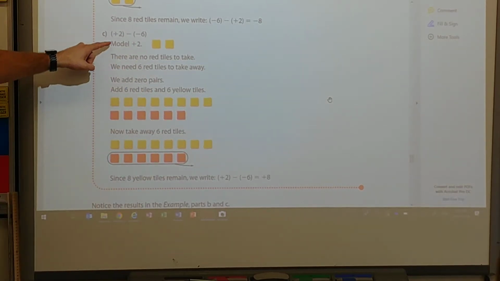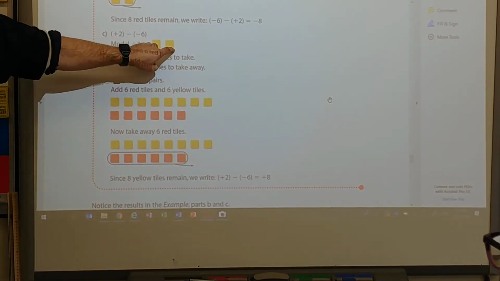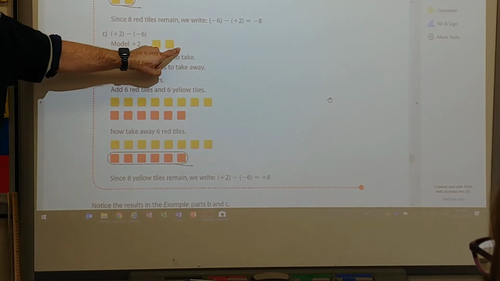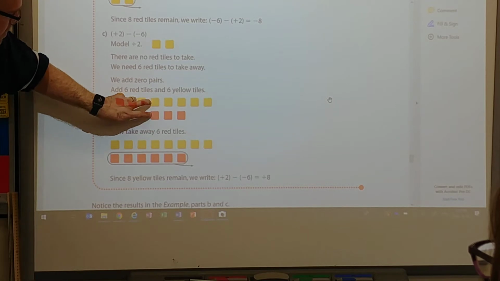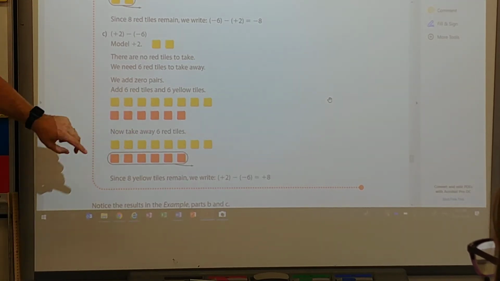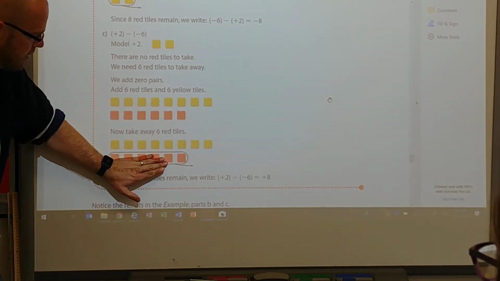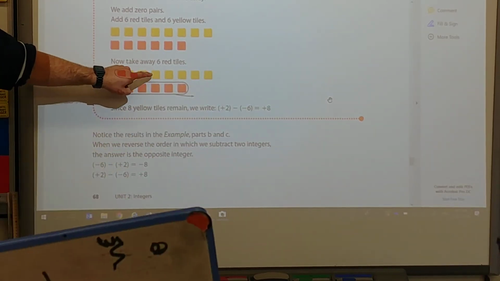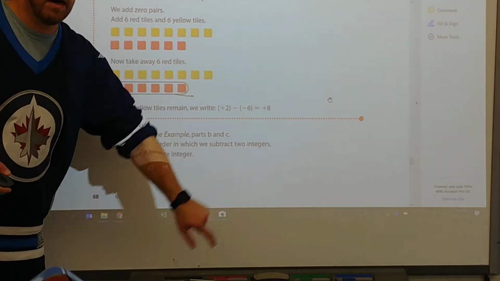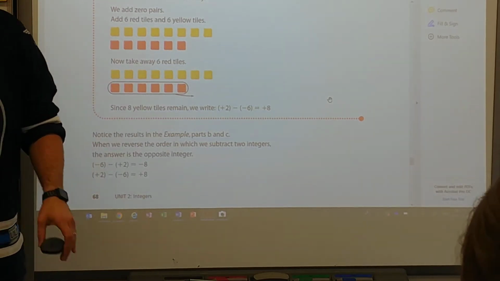So, plus 2, minus negative 6. I don't have negative 6 to take away, so I'm going to add a bunch of 0 pairs. Now I have minus 6 to take away. What do I have now? Positive 1, 2, 3, 4, 5, 6, 7, 8. Positive 8.